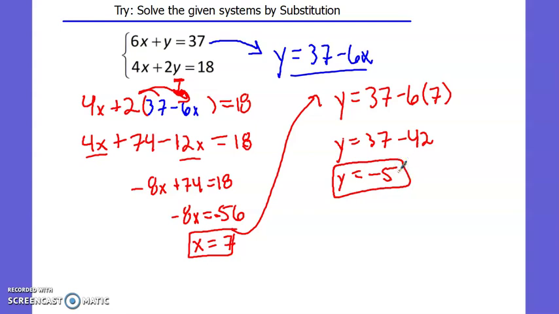I hope that helps you work with substitution. Again, the main idea: get one equation, solve for one variable, then plug that equation into the other equation, 4x plus 2 times y, only I knew what y was equal to. y equaled 37 minus 6x. Remove the y, insert the equation, clean it all up, find your two variables.